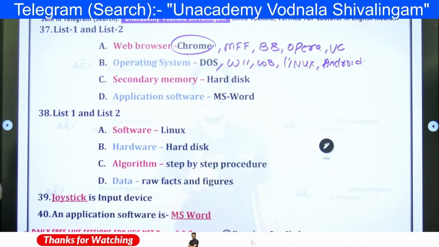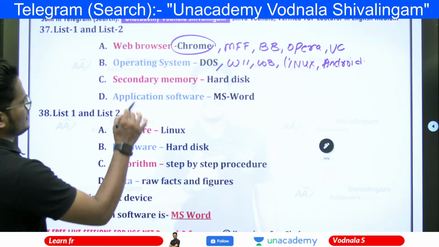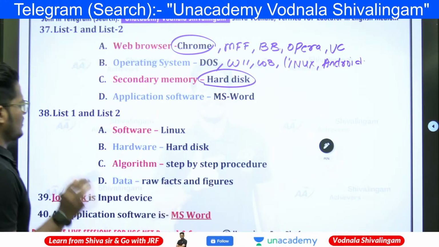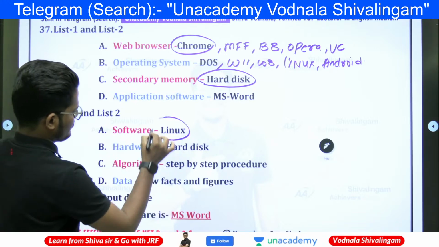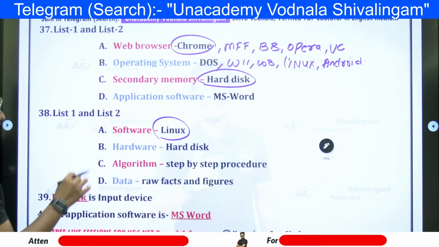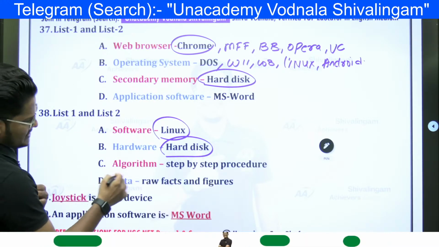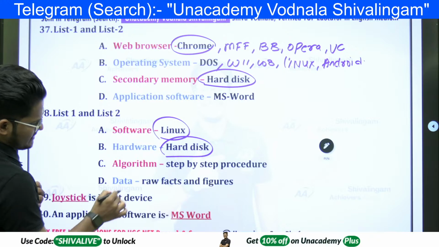iOS also. Next, secondary memory is a hard disk and application software is MS Word and all. Linux is software, an operating system software. Hardware is like a hard disk. An algorithm is a step-by-step procedure. Data is raw facts and figures.